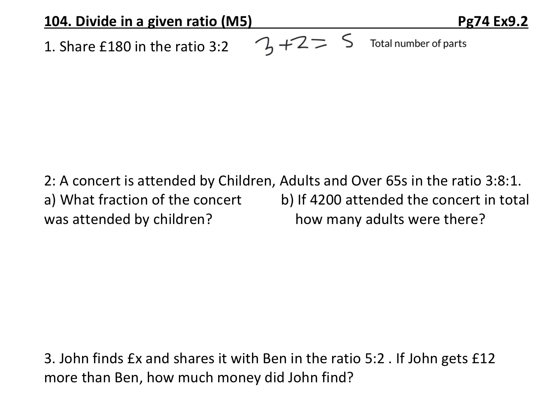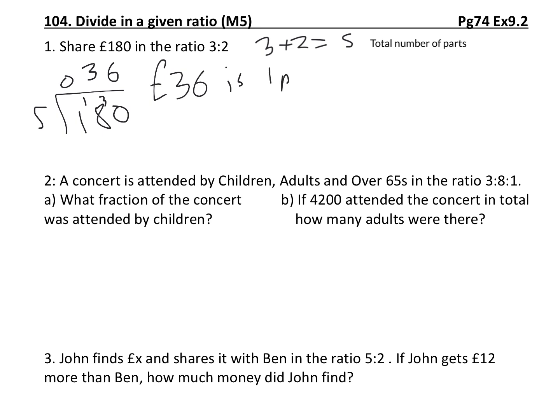Once you know that there are a total number of parts, in this case 5, you can divide the 180, the total amount, by 5 to tell you how much one part would be worth. In this case, we're going to get 5 goes into 18 3 times with 3 left over, so 36. So £36 is 1 part.